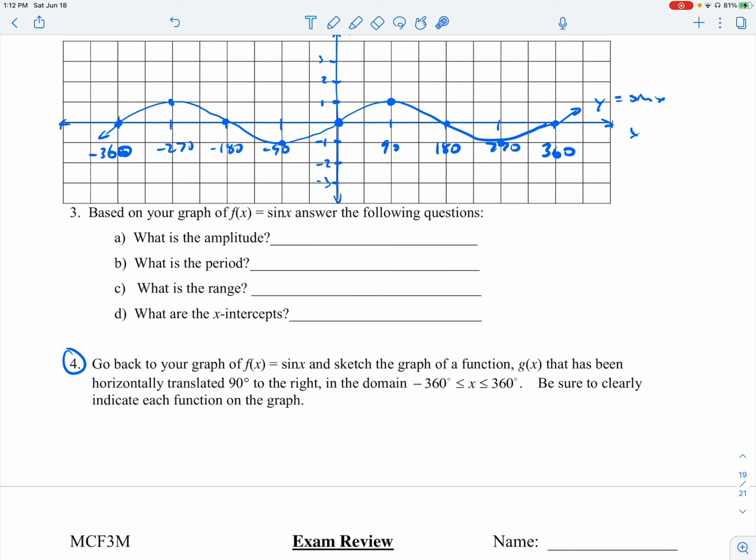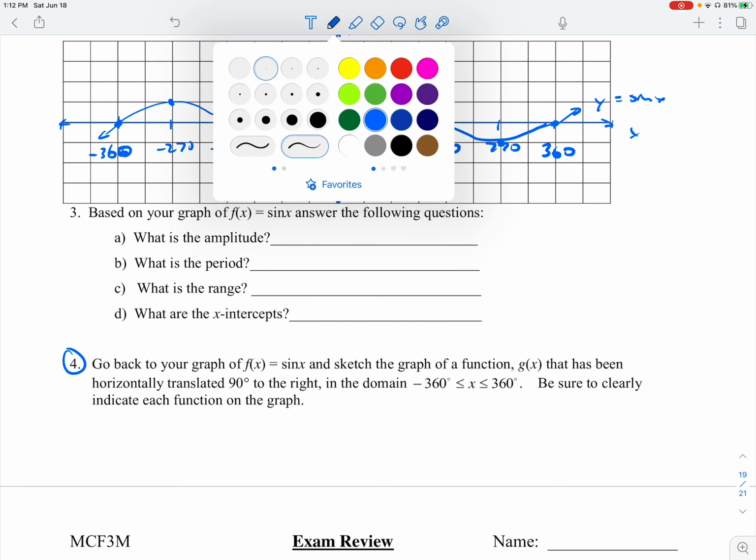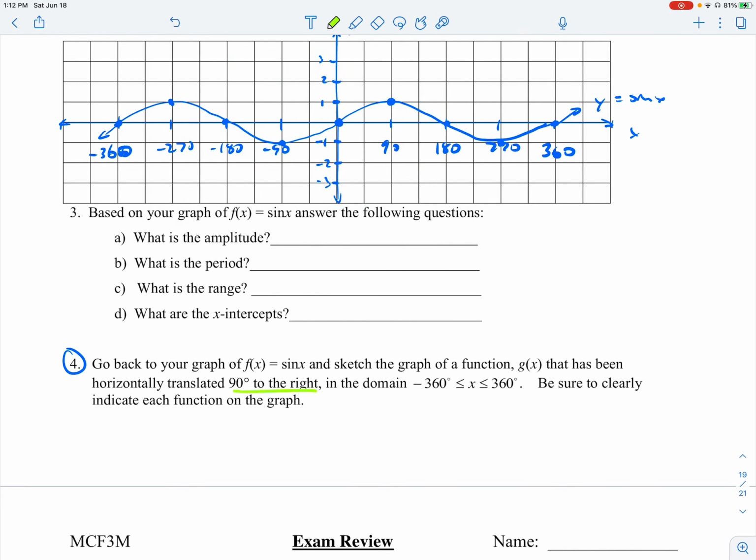So like in this question, number 4. Just go back to your graph of sine x and sketch the graph of the function g of x that has been horizontally translated 90 degrees to the right. So everything's got to go 90 degrees to the right. Everything moves over 90 to the right. 90 degrees is exactly 2 squares. So this moves over to here, this moves over to there, that moves over to there. You guys get the idea.